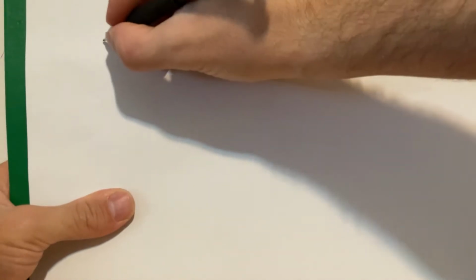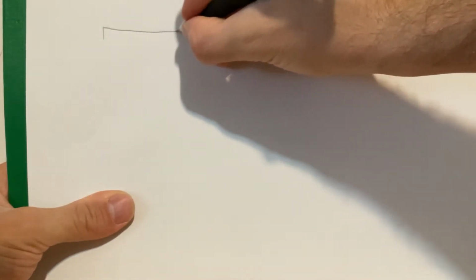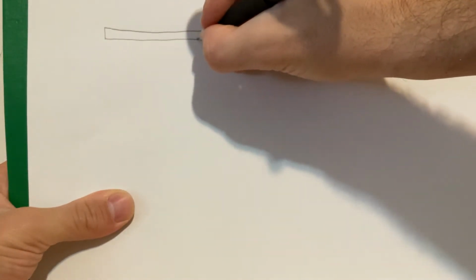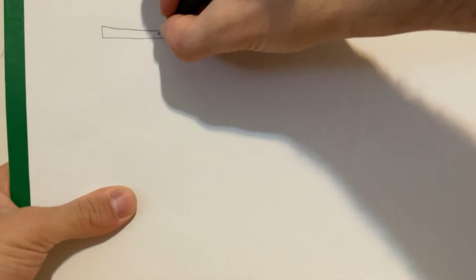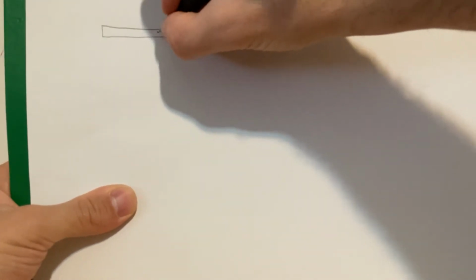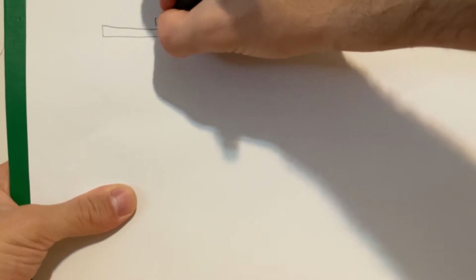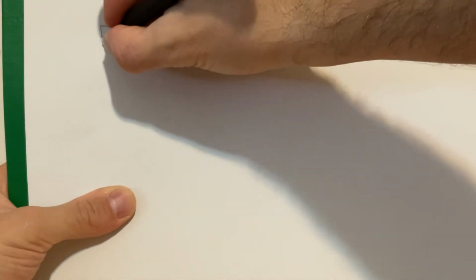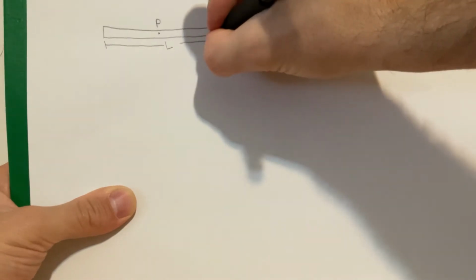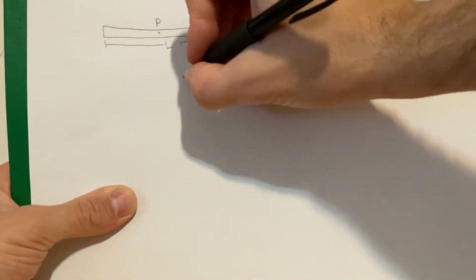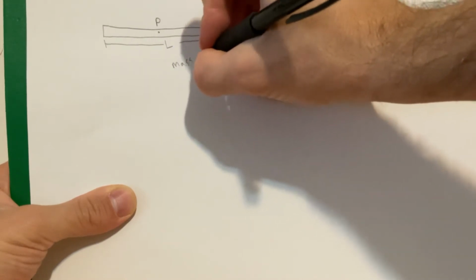So here's the problem. Let's say we've got a plank of wood. I've got to move that plank of wood down here so you can see it. There we go, we've got a plank of wood. Okay, and we define a point in the center, and we call that point P. That's point P. The length of this plank of wood is L, and it has a mass of M.